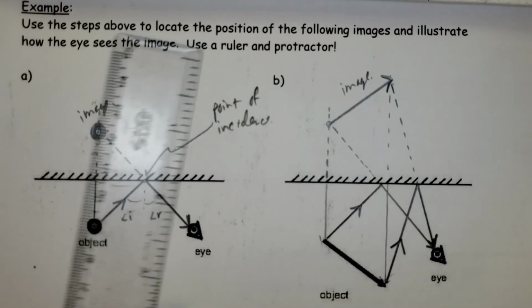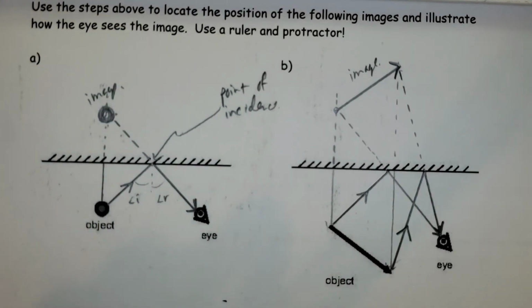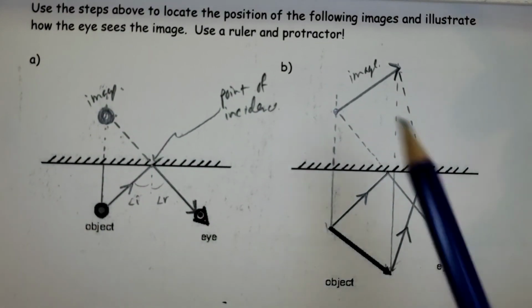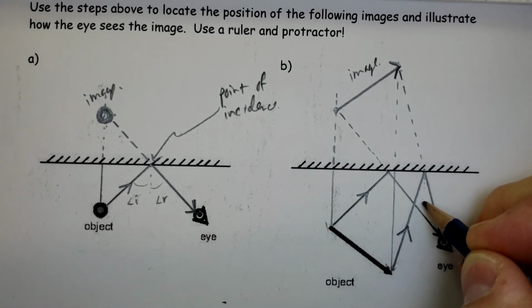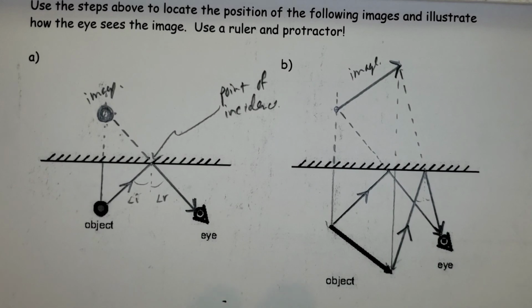Okay, so you may have to practice that a little bit. On the assignment, I have some practice questions. Should be able to do that. And of course, angle I would equal angle R here. And this one, if I drew the normal, angle I equal angle R, I'd be able to figure it out. All right, so go ahead, do the assignment, and we'll see you again.